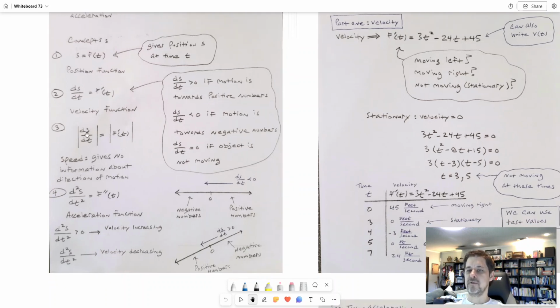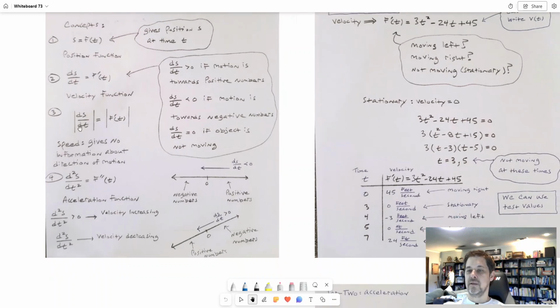Now, if you took the absolute value of the velocity, you would get speed. It would remove all the information about the direction of motion. So if velocity tells you the direction you're going and how fast you're going, and with absolute value you take the direction out of it, then it just tells you speed. It just tells you how fast you're going. If that is 0, the object's not moving.